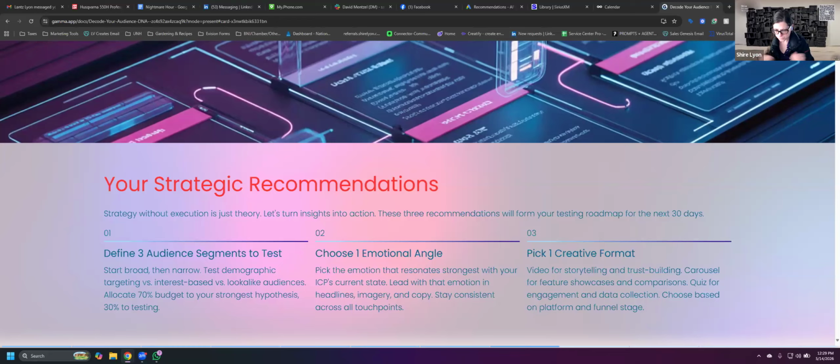And then if you are doing social media posting or if you're doing ads, then you want to think about one creative format to trial that you don't normally do. Video for storytelling and trust building, carousels to showcase features, comparisons, a quiz for engagement and data collection. Choose based on the platform, the funnel stage too.